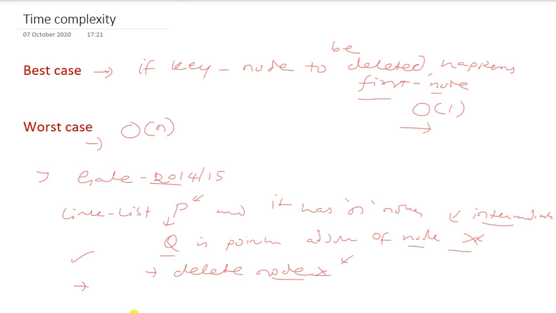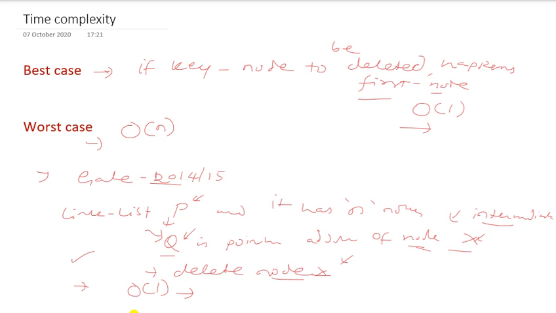So the answer is big O of 1. Why? It is worst case they have said, but they have given directly the address of node X to us, and they are asking to remove node X. Then we don't need to traverse at all. Simply what we can do, we can go directly to the node X, because no need of traversing. Then what you are supposed to do, simply remove it.